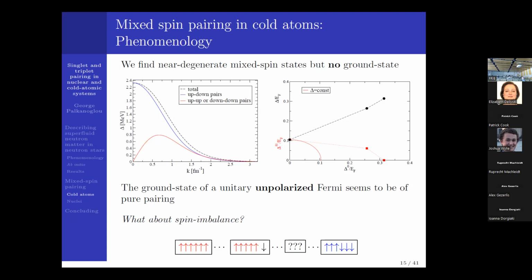But I talked about S-wave pairing. I talked about S and P wave pairing in cold atoms, which we also call mixed spin pairing. So mixed spin pairing has actually been predicted in nuclei. So let me switch now to nuclei. I talked about neutral matter, cold atoms, and now let me talk about nuclei.